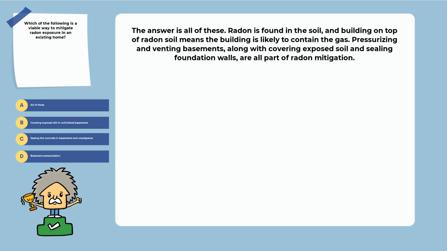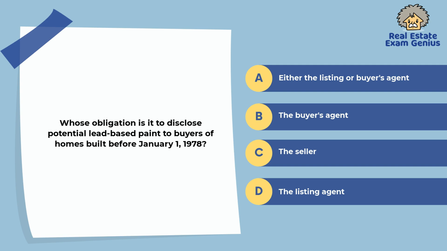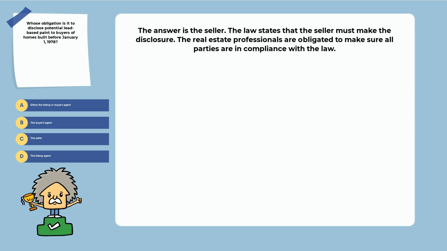Whose obligation is it to disclose potential lead-based paint to buyers of homes built before January 1, 1978? Either the listing or buyer's agent. The buyer's agent. The seller. The listing agent. The answer is the seller. The law states that the seller must make the disclosure. The real estate professionals are obligated to make sure all parties are in compliance with the law.